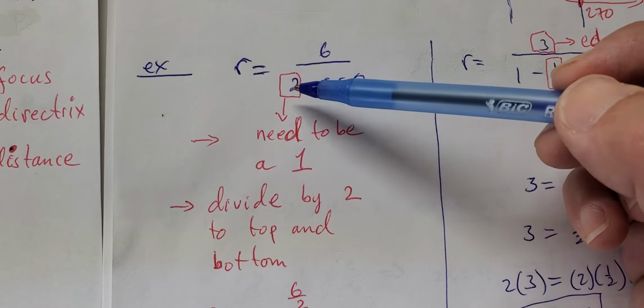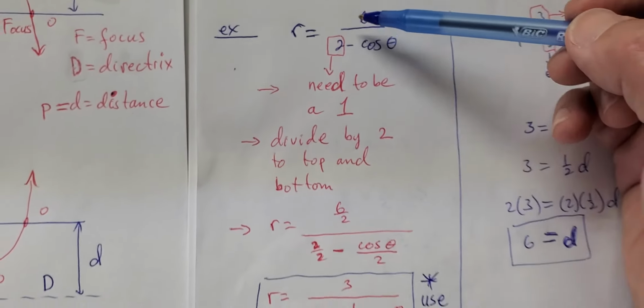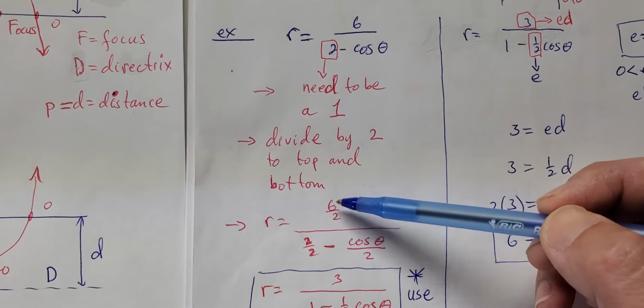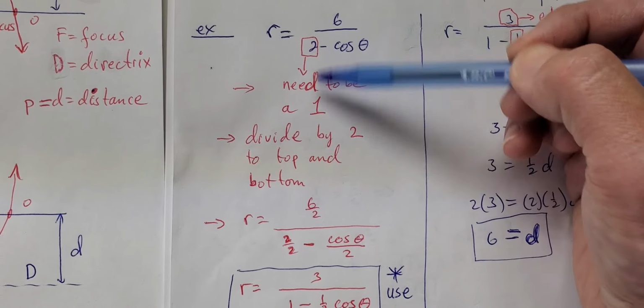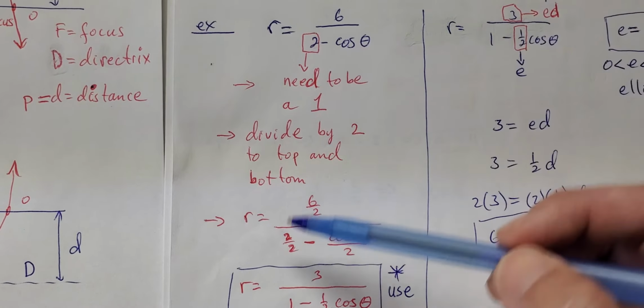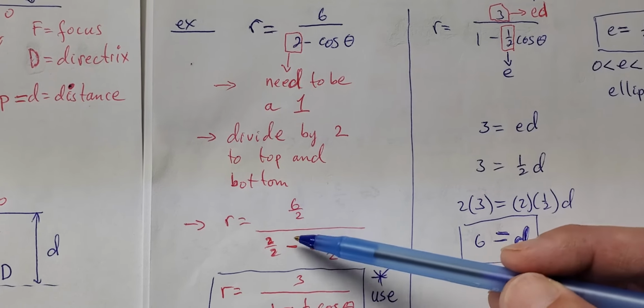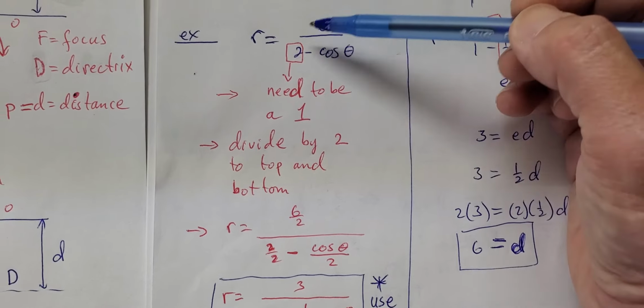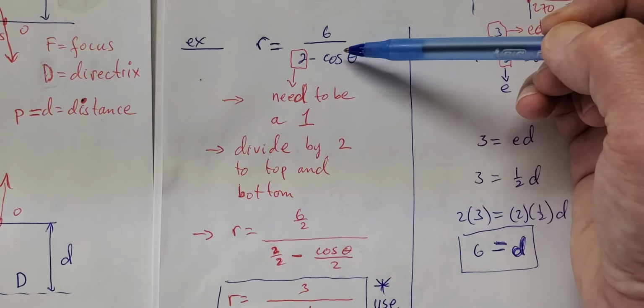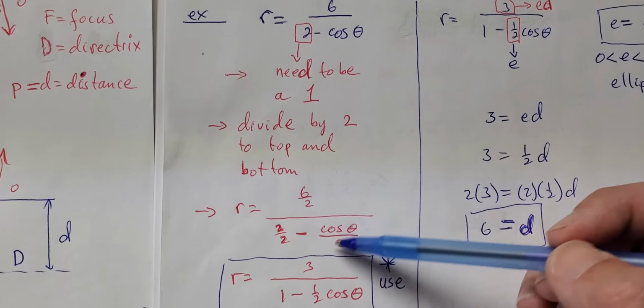Since this is 2, divide by 2. So divide by 2 to the top, which I have here. So 6 divided by 2. Divide the 2 to the bottom. 2 divided by 2. Cos theta divided by 2, to all of it, which I have over here.